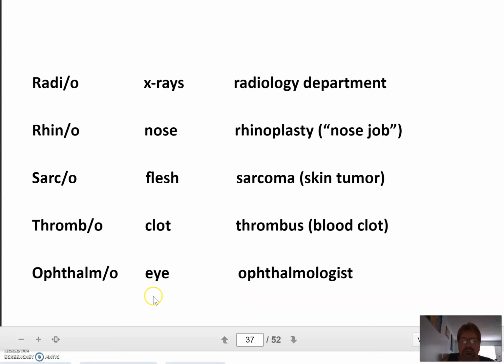Ophthalmo means the eye. Excuse me. I'm drinking a diet soda to lubricate my throat, and it's making me burp.